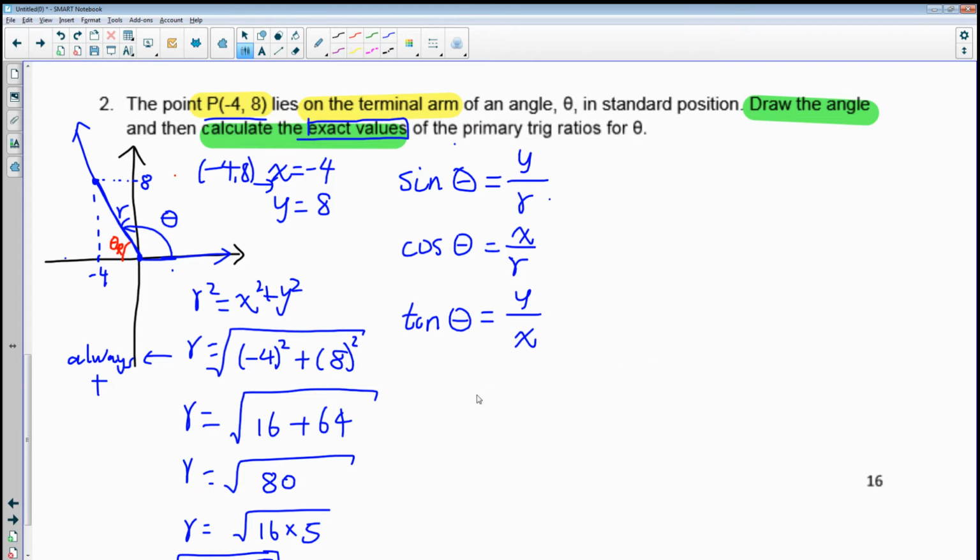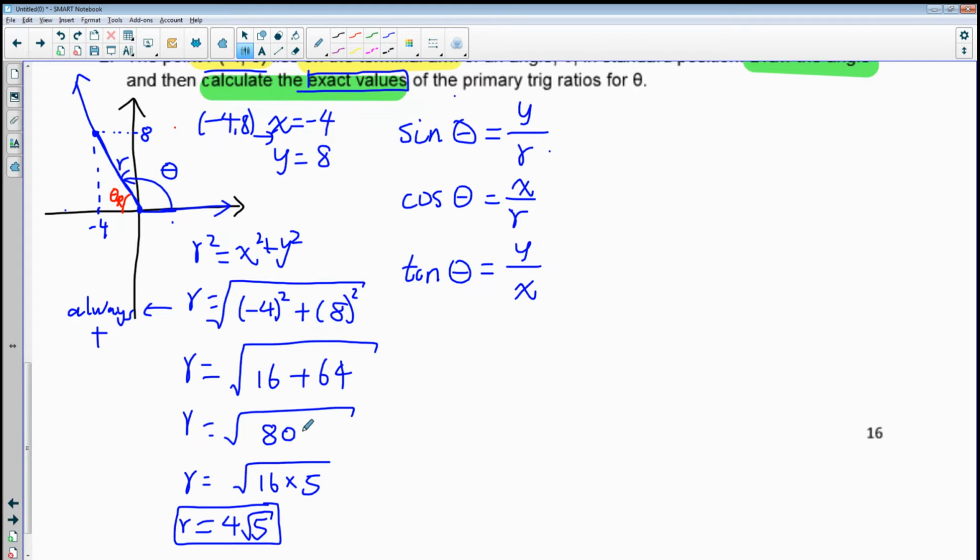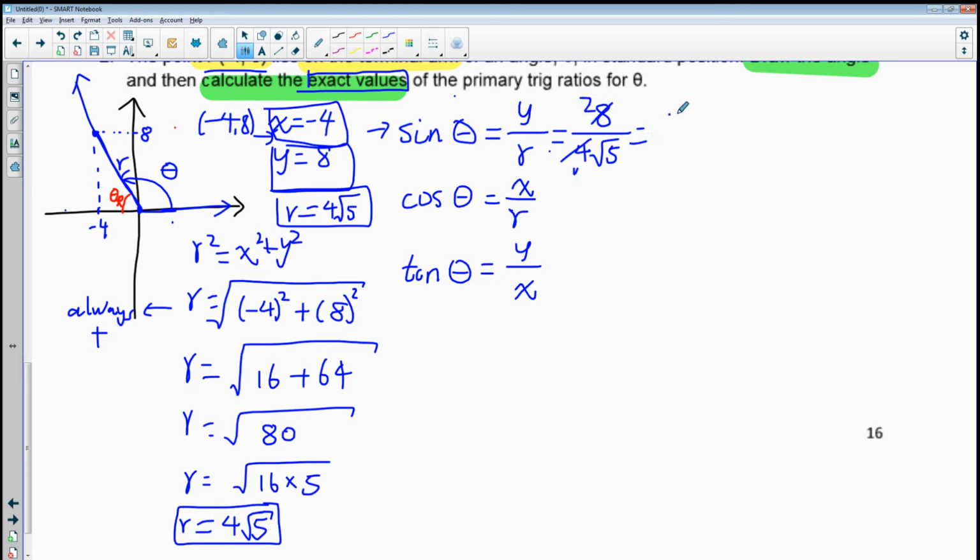Remember in Math 10 we learned how to operate with radicals, but I'm getting ahead of myself. So there it is. Now we know x, we know y, and we know r is 4 root 5. Now we can calculate the trig ratios. Sine theta is y over r. y is 8, r is 4 square root of 5. Reducing is exactly the same, so 2 over root 5. That is sine of the angle.